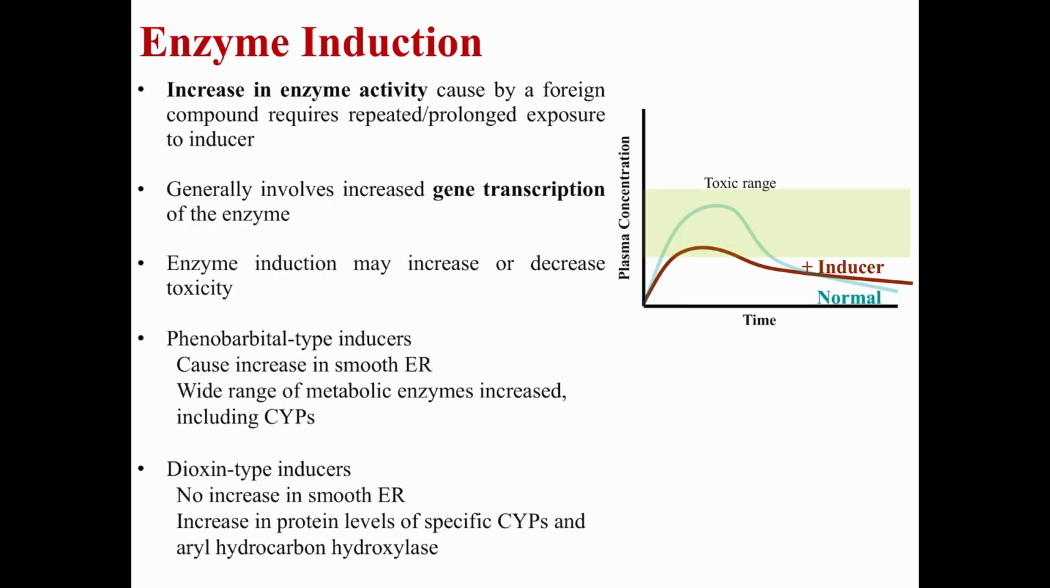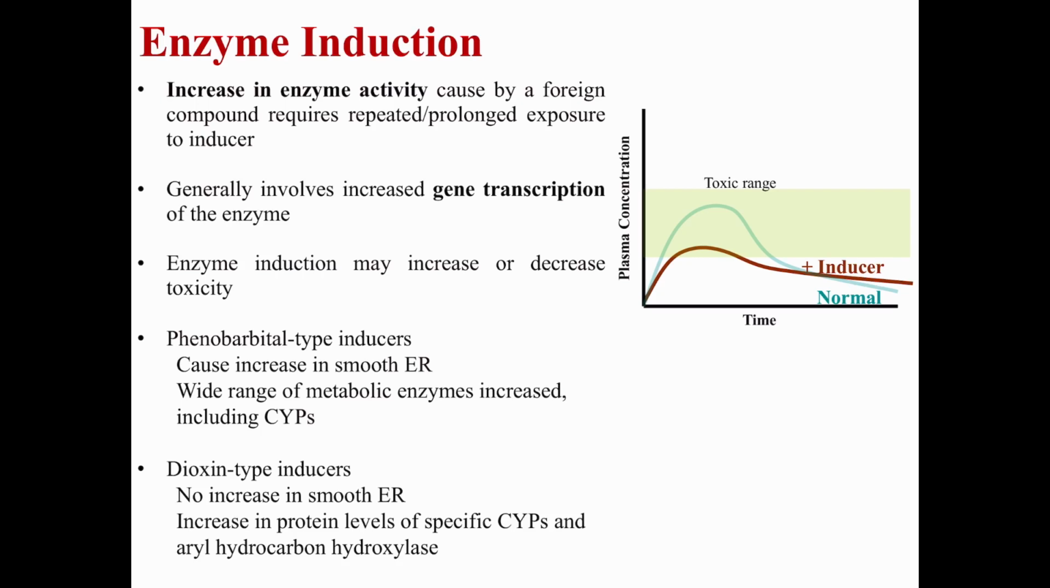We also see an increase in enzyme activity caused by a foreign compound. This can often require repeated or prolonged exposure to something called an inducer. Generally, it involves increased gene transcription of the enzyme. As is shown by the graph on the right, enzyme induction may increase or decrease toxicity depending on whether the metabolite or the parent molecule is more toxic. A number of different chemicals are known to be inducers.